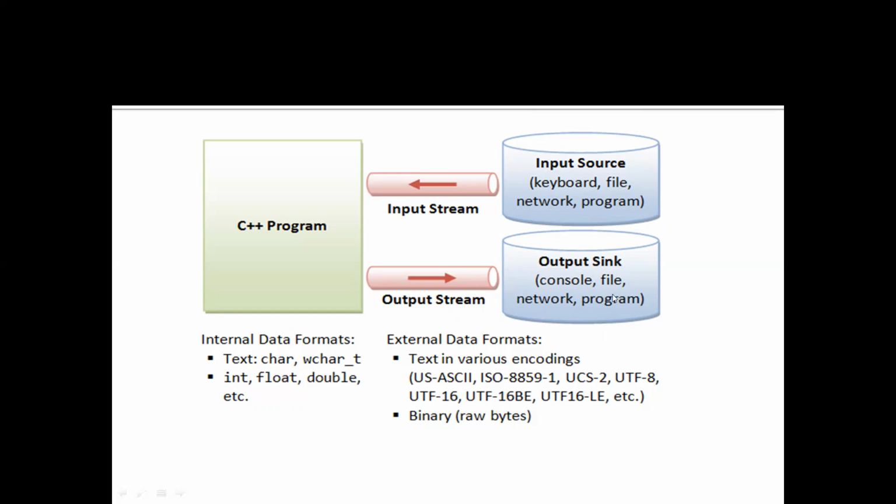The output stream goes to the console, file, network, and a program. For the input stream, you give input from the keyboard or a file, and you can even connect with the network and the program. So these are the input sources. This is a diagram for the C++ stream.